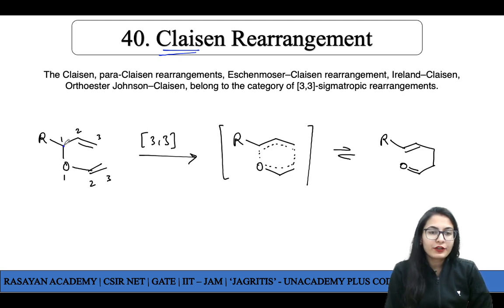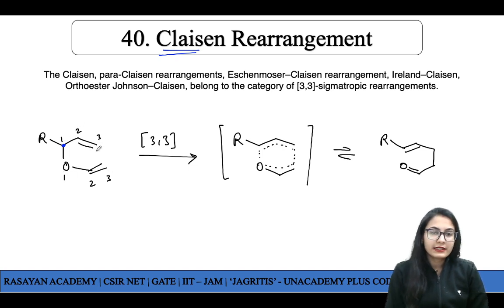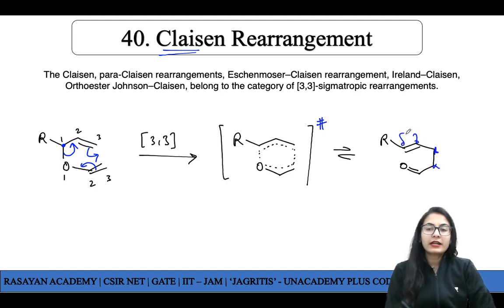And you do the numbering always from the saturated carbon. So 1, 2 and 3, 1, 2 and 3 like this. Do the movement of bonds in this manner, and then you get a transition state like this, and further your alpha, beta, gamma, delta unsaturated aldehyde or ketone, depending on the substituents. So this reaction is very simple.